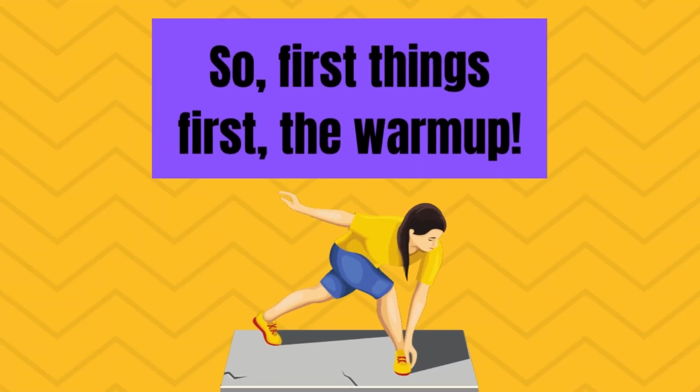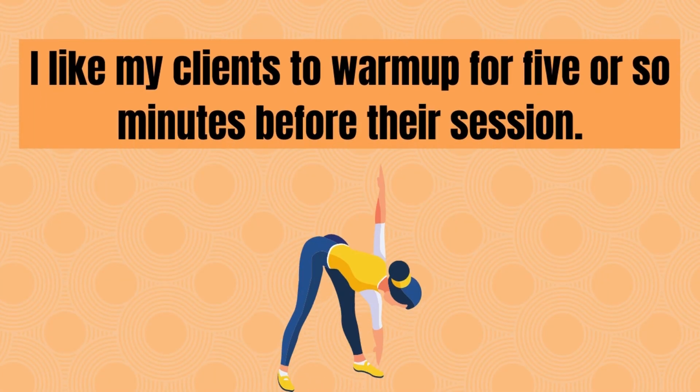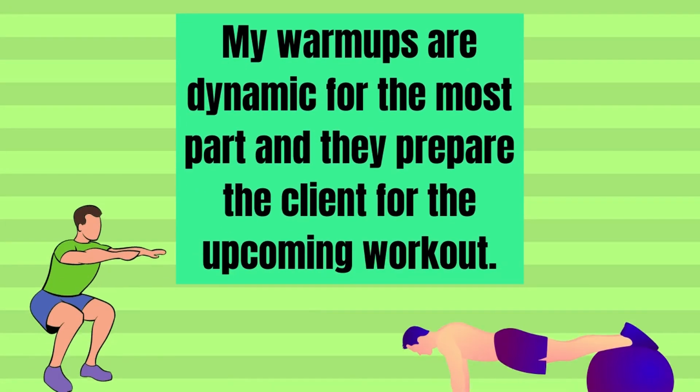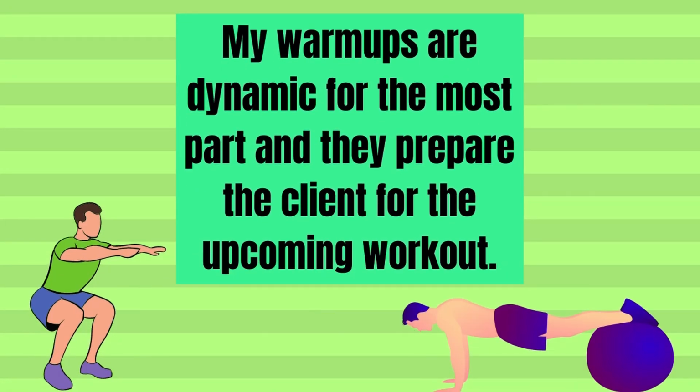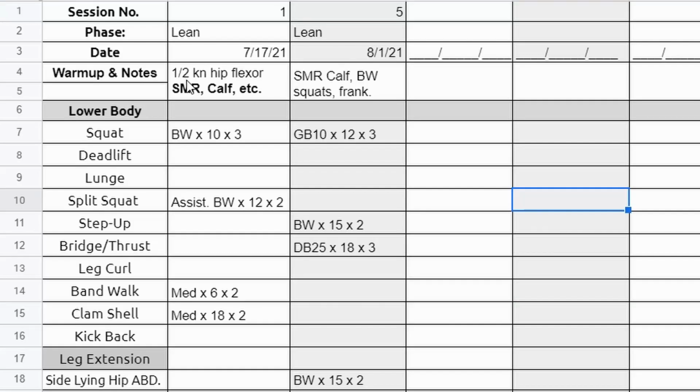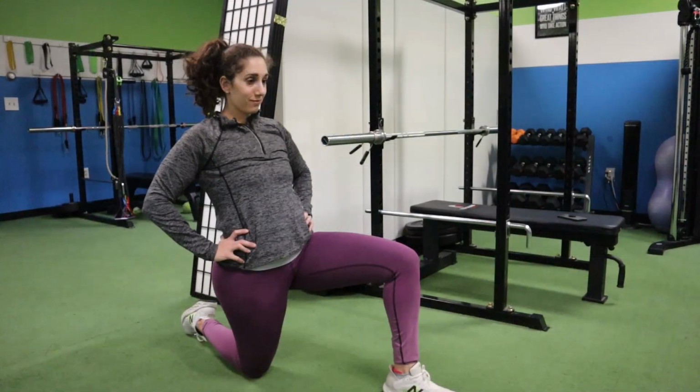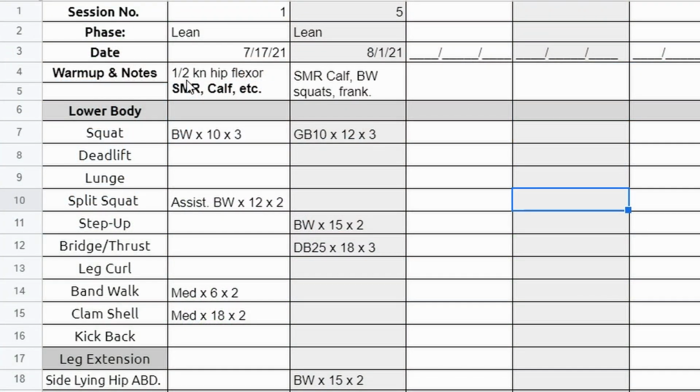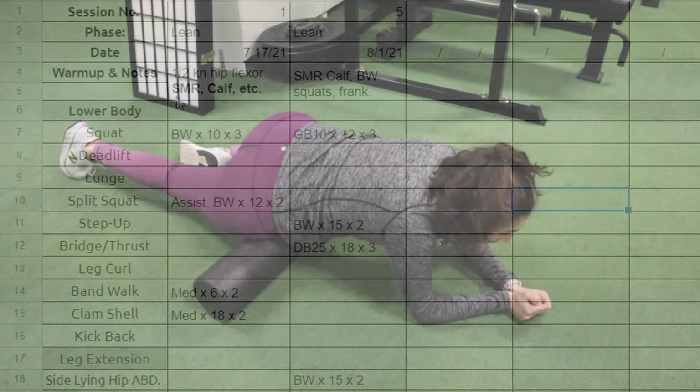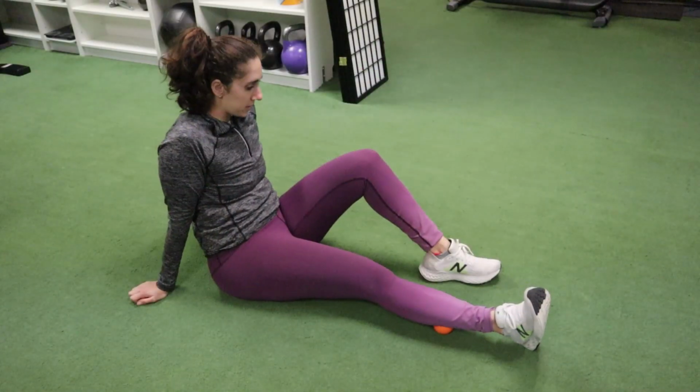So first things first, the warm-up. I like my clients to warm up for 5 or so minutes before their session. My warm-ups are dynamic for the most part, and the objective is to prepare the client for the upcoming workout. In session number 1, my client is doing the half kneeling hip flexor stretch for at least 30 seconds on each side, and they're doing some general SMR for the hip flexors, adductors, and calf muscles.